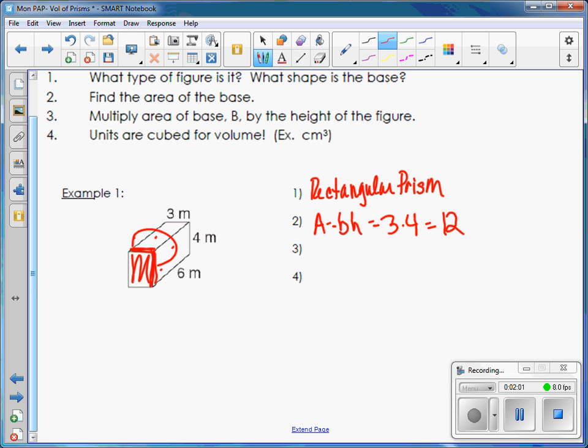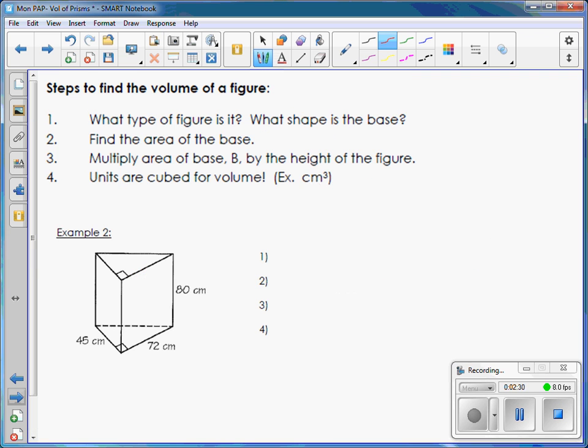So the next step is to multiply the area of the base by the height. So volume equals big B times h. Big B was 12, and h is 6, which gives you 72. So our answer is 72 centimeters cubed. Please watch that cubed because, again, we are dealing with 3 dimensions, a length, a width, and a height. Let's try another one.